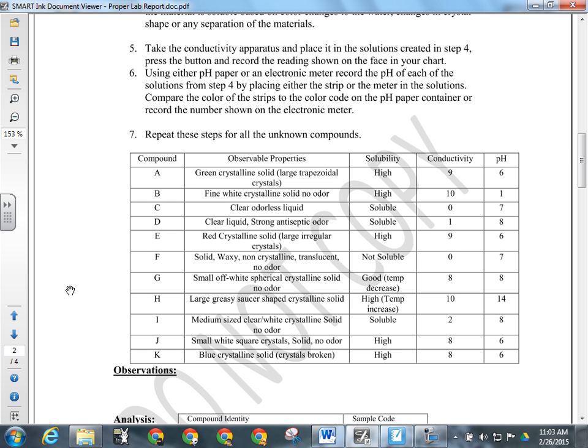Okay? Conductivity was also 10. All right? So we know this is ionic because it's a white crystalline solid with a high conductivity, and was highly soluble, but here's the kicker. The pH is the most important characteristic for this one. Anything with a pH of 1 is a strong acid. And all acids contain hydrogen. That was in lesson 4. Okay, and remember I said you have to refer back to lesson 4 for some helpful hints to help you identify things. All right, all acids contain this.